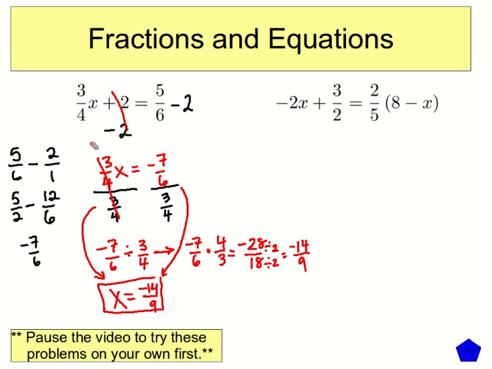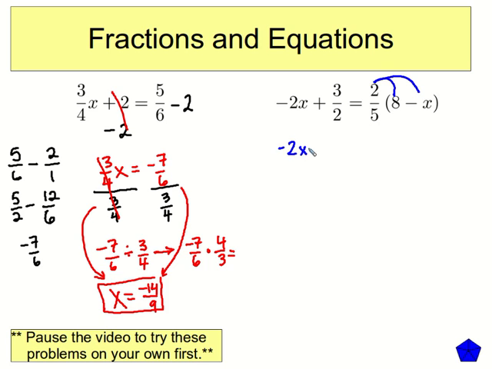Let's take a look at this next problem. Let me clear a little space here. Negative 2x plus 3/2 equals 2/5 times 8 minus x. Now when we have an equation that's like this, the very first thing we want to do is simplify things on each side. Now on this side, that means I'm going to want to use the distributive property.